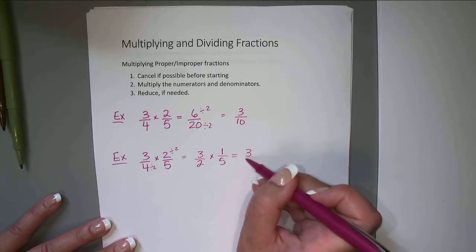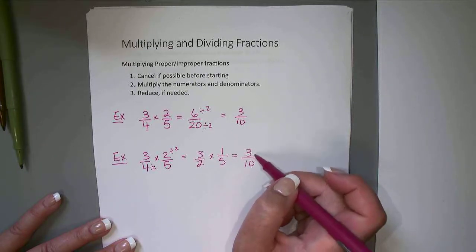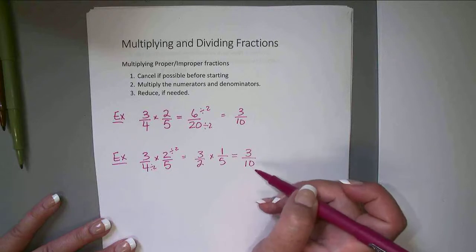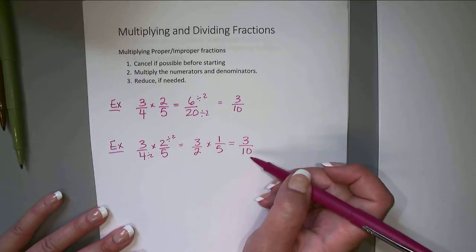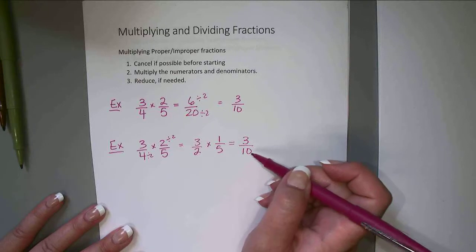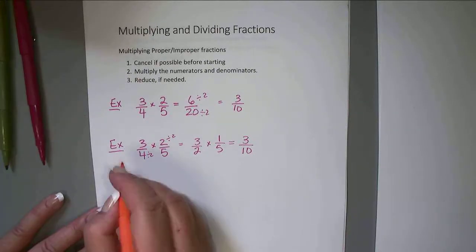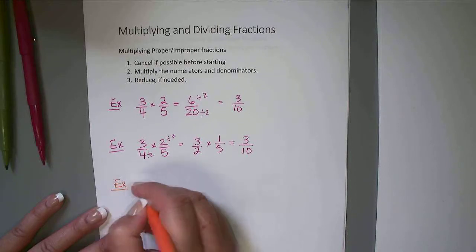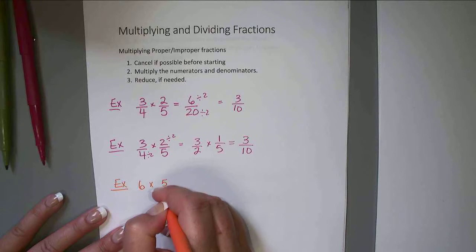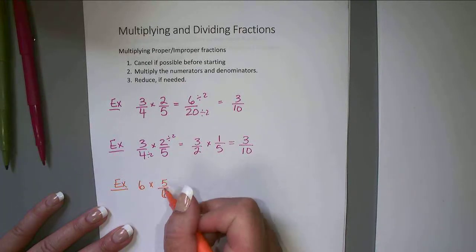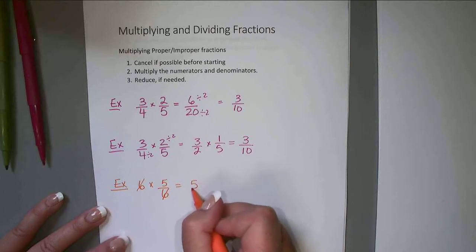Multiply across, and the bottom, and we end up with 3 over 10 at the end that we don't need to reduce. So it is better to cancel before you start, and the reason is because the numbers that you're working with will be smaller, and you don't need to reduce larger numbers at the end. So we're not working with huge numbers here, so it won't matter a whole lot. But you notice here that 6 goes into 6, so they would actually cancel, and all we have left is 5.